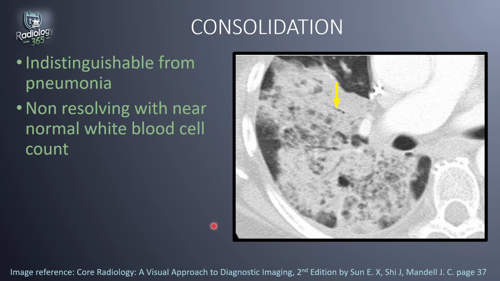So in this axial contrast enhanced CT, we see a right lower lobe consolidative opacity with air bronchograms, and adenocarcinoma is a major differential for this. We've seen this image before in the previous lectures.